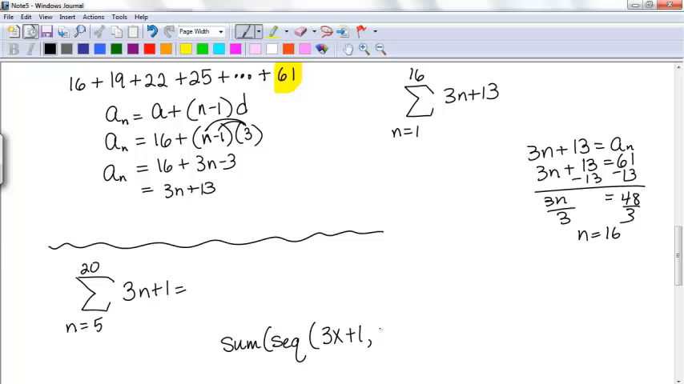Okay, so you should be able to use some sequence. 3x plus 1, variable x, start at 5, end at 20, count by 1, close the parentheses, close the parentheses. Get 616? Yes. Okay, take a break.